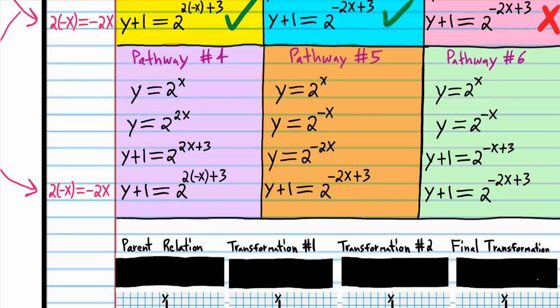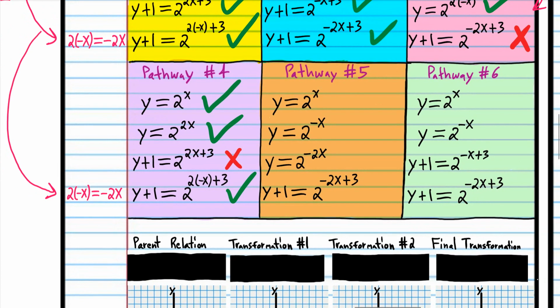Okay, in pathway number 4, we're going to start with our parent equation. And then we're going to replace x with 2x. That tells us to divide all the x values by 2. Then we're going to add 3 to 2x. That's where the problem lies. The transformation properties don't tell us what to do in that situation. In the next step, it's okay to replace x with negative x. That just tells us to reflect across the y-axis. But that one step is a problem.